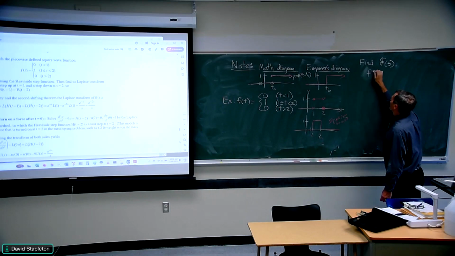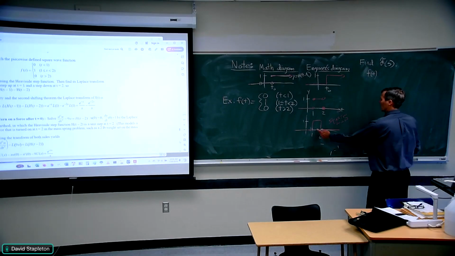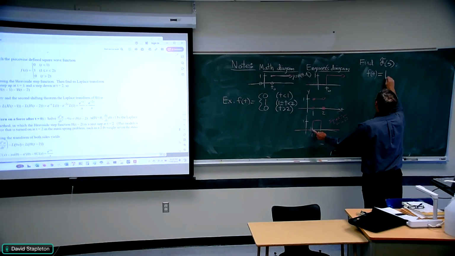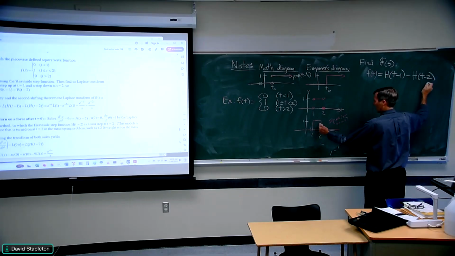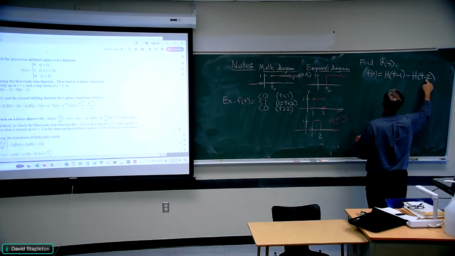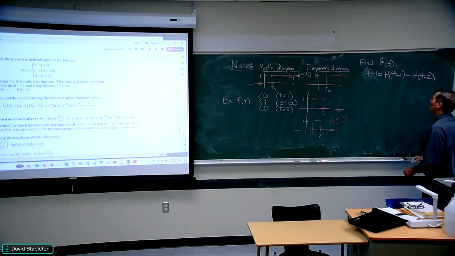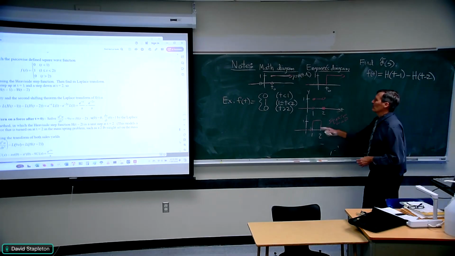First we'll say f of t can be modeled for the square wave as h of t minus 1, so that you get a unit jump at t equals 1, minus h of t minus 2, so you jump back down to 0. So for t between 1 and 2, it's going to be 1 minus 0, but when t is greater than or equal to 2, it's 1 minus 1, and when t is less than 1, it's 0 minus 0. So that is another way of writing this piecewise defined function.